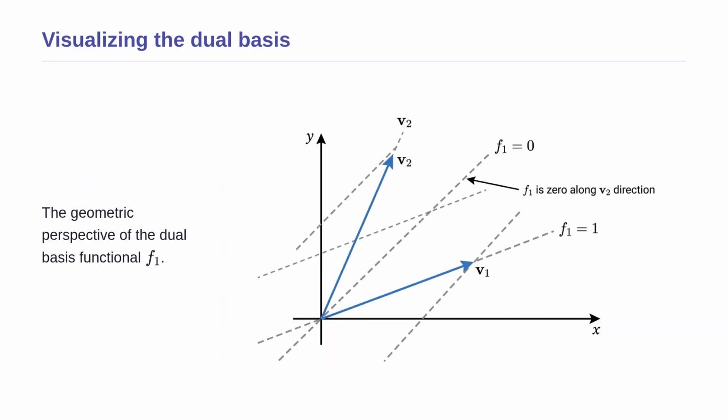To truly understand what we just calculated, let us look at this visually. This diagram shows our skewed basis vectors, v1 and v2. The dashed lines are the contour lines of our dual functional, f1. Notice how the zero line runs exactly along the vector v2. This means no matter how far you travel in the v2 direction, the scanner registers absolutely nothing. It only registers a change when you move in the v1 direction, reaching exactly 1 at the tip of v1. The geometry perfectly matches our algebraic rule.